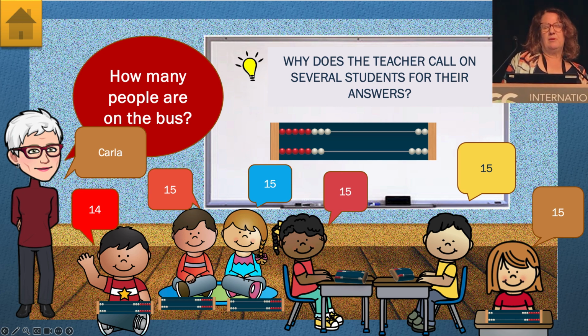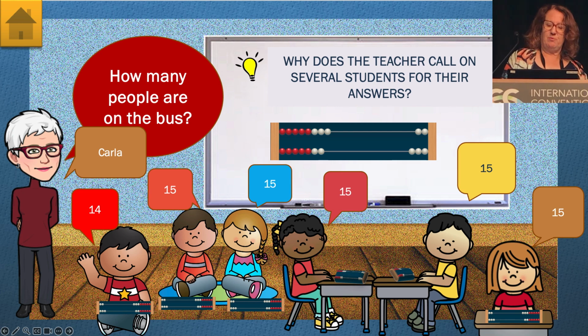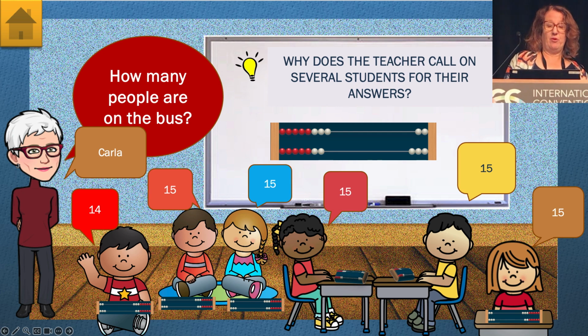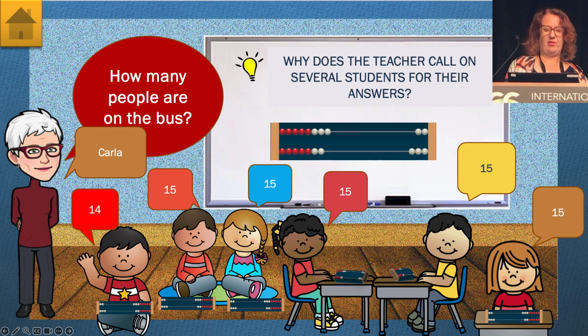So we would call this a light bulb moment, a place where teacher educators would want to stop and say, why does the teacher call on several students for their answers? In this case, the teacher calls on several students first before asking for their explanations, giving them the opportunity to think about the other answers that she's going to get.